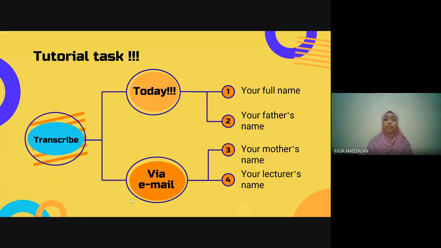Transcribe today via email. The first one is your full name. Second is your father's name. Third is your mother's name. And fourth is your lecturer's name. Tutorial task. Transcribe. Saya dah bagi tadi contoh of IPA letters kan. So you have to transcribe IPA letters by today.